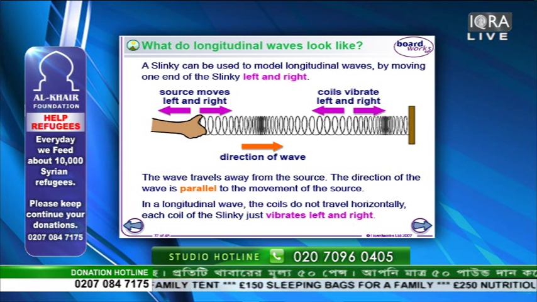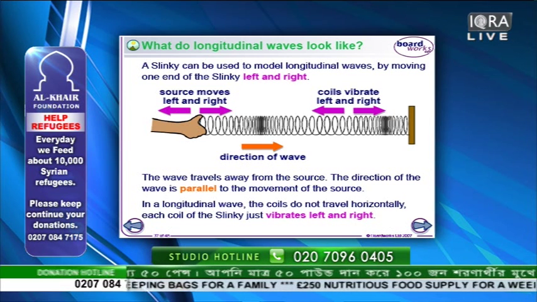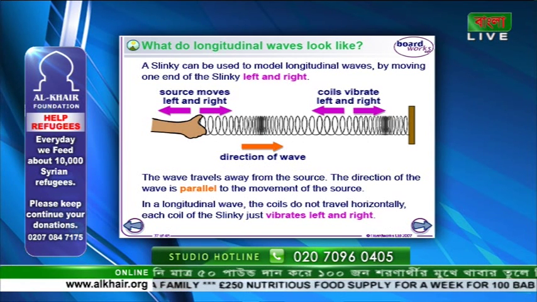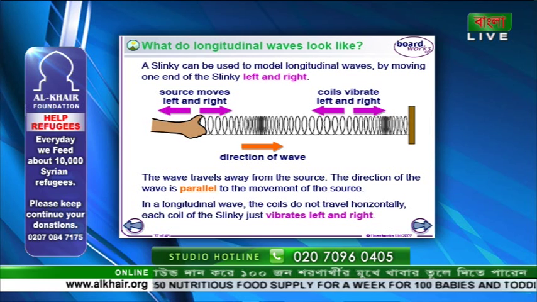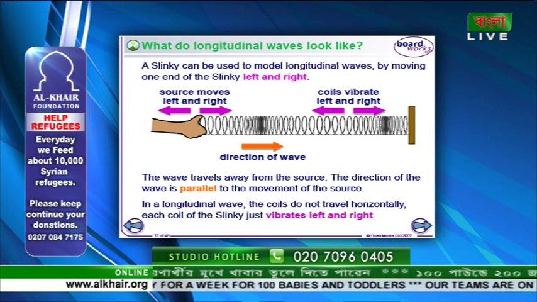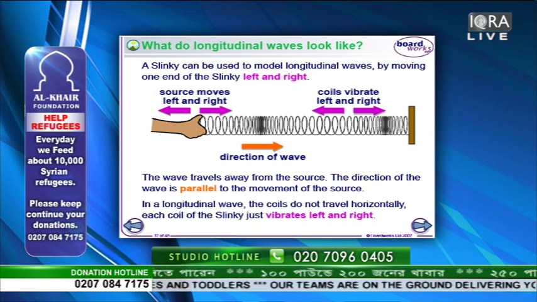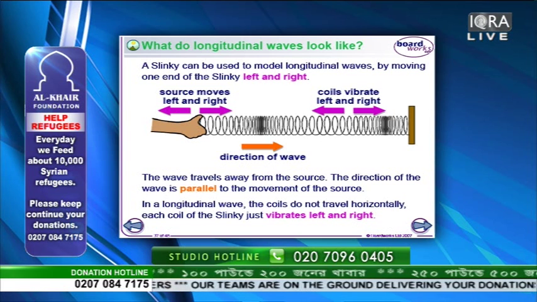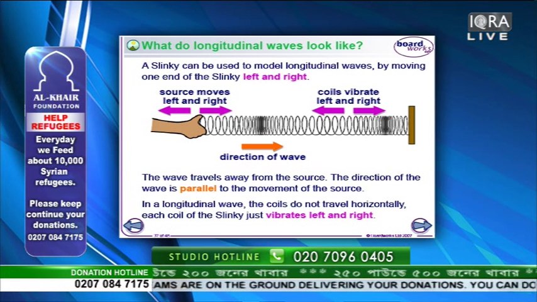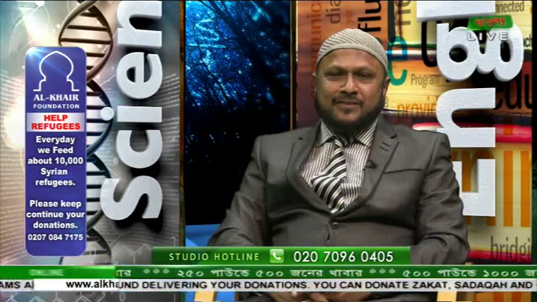to right. But this time you won't see it go up and down. Instead, you will see parts of the spring come together and parts of the spring spread apart. Those parts that come together we call compressions, and the parts of the spring that move apart we call rarefactions. That's right. These are all key terms students have to know for their exam. So mind those key terms.